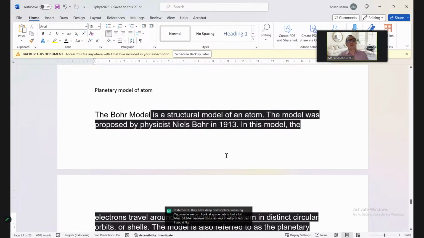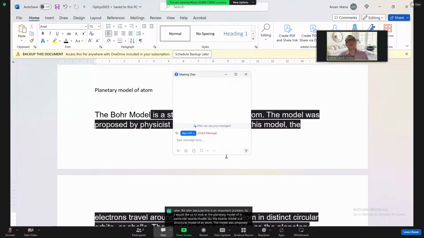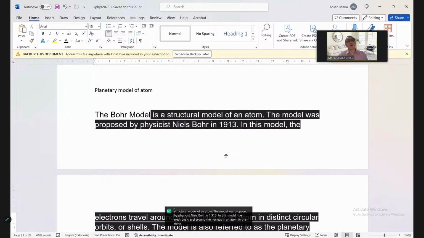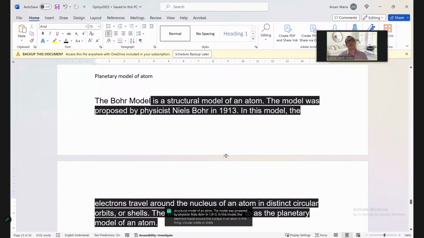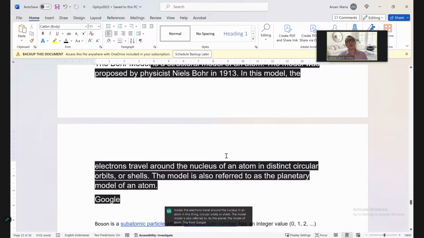So I would like us to look at the planetary model of atom, in particular Bohr's model. Bohr's model is a structural model of an atom. The model was proposed by physicist Niels Bohr in 1913. In this model, the electrons travel around the nucleus in an atom in distinct circular orbits or shells. The model is also referred to as a planetary model of atom. That's from Google.